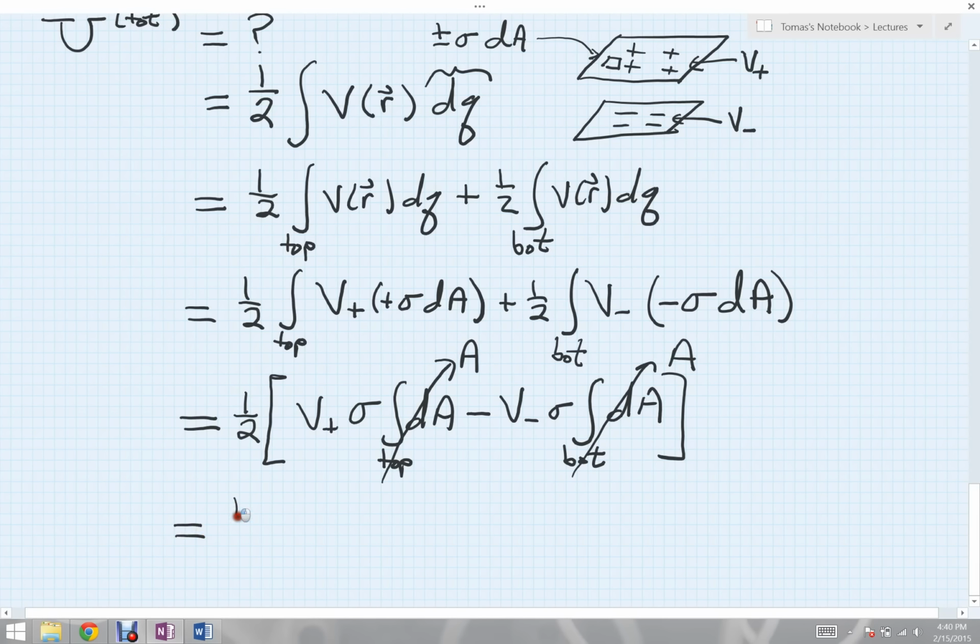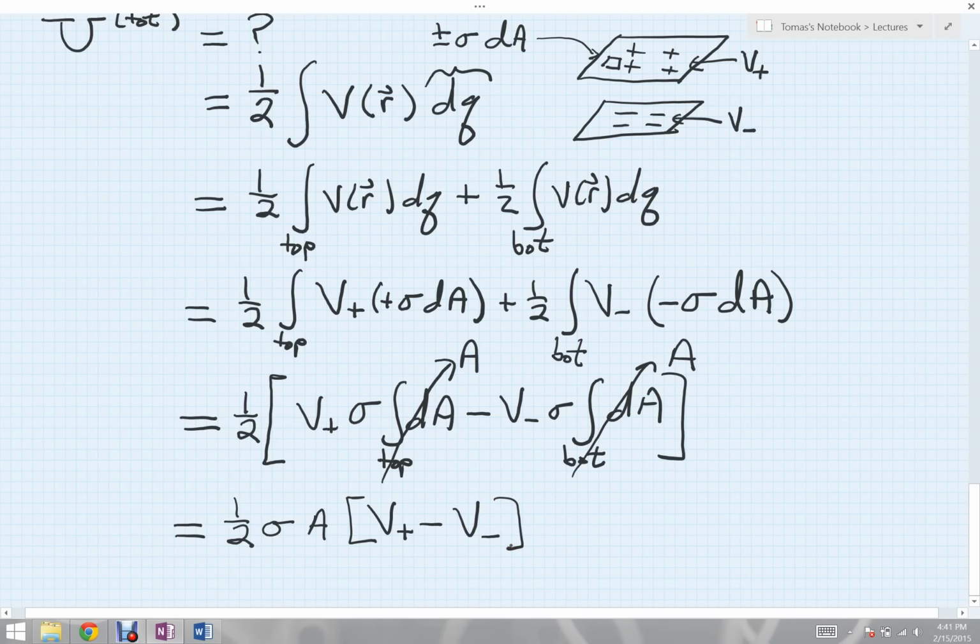So we're almost there now. You can see I've got 1/2. I've got sigma times A and another factor of sigma times A. So let's factor those out. There's sigma A. And then what's left inside my parentheses, which I have to keep inside because they are different terms, is, oh, this is an interesting term. I've got V plus minus V minus.